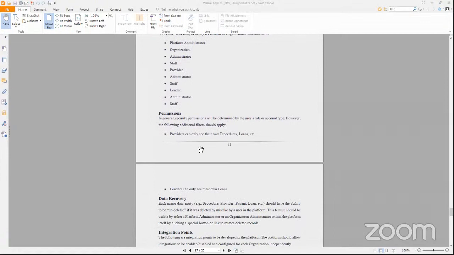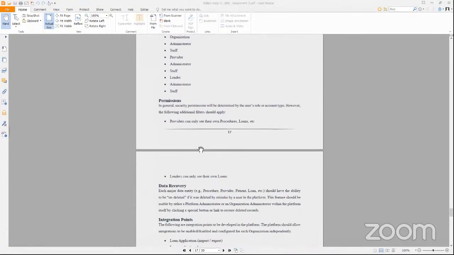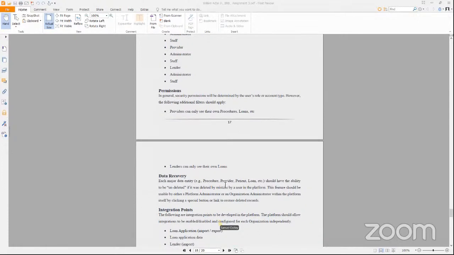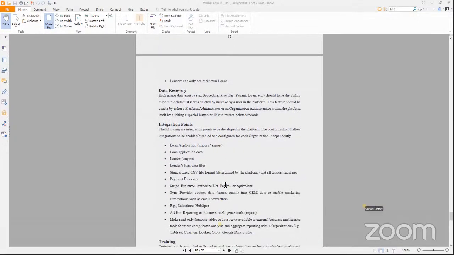Then we have our permissions. So in general, security permissions will be determined by the user's role or account type. However, the following additional filters should apply. The provider can only see their own procedures and loans, and lenders can only see their own loans. We have data recovery. So each major data entity, whether the procedure, the provider, the patient loan, should have the ability to be undeleted if it was mistakenly removed by a user in the platform.